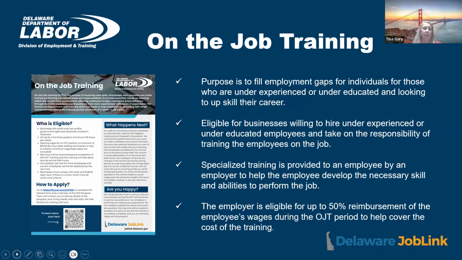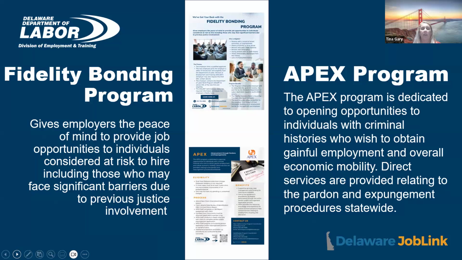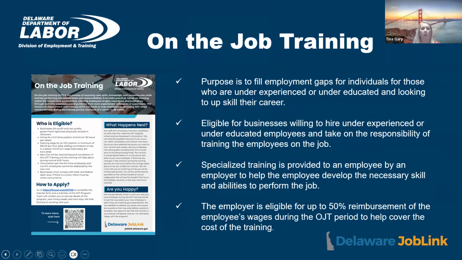So who is eligible for OJT is businesses, for-profit, nonprofit, and government agencies physically located in Delaware. Employers who are hiring for a full-time position, minimum of 35 hours per week. The starting wage for an OJT is a minimum of $16 per hour. And the new hire will be retained beyond completion of the OJT training, and the training will take place during normal business hours.